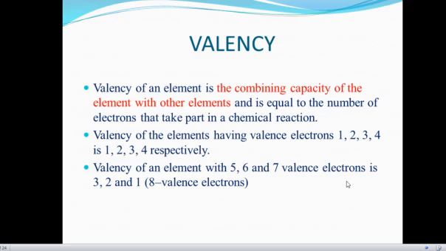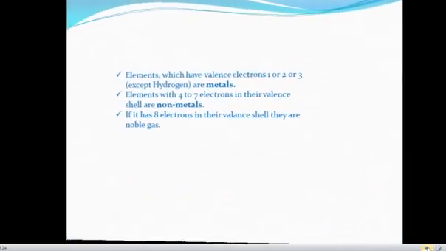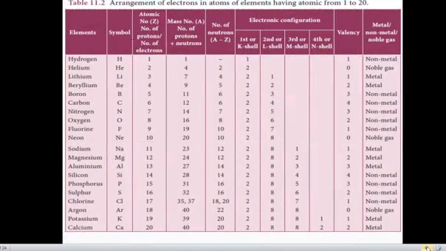If it is sodium, how many electrons in the outermost cell? That is 1, so its valency is also 1. In case of calcium, how many electrons in the outermost cell? 2, so the valency of calcium is 2. Sulphur, how many electrons in the outermost cell? 6. If it is 6 like this, what we have to do is 8 minus the valence electrons. If it is 5, 6, 7 we subtract from 8. So 8 minus 6 equals 2. So the valency of sulphur is 2.